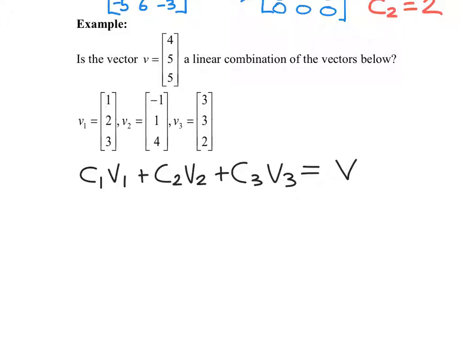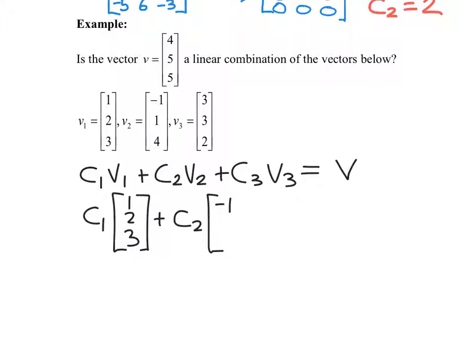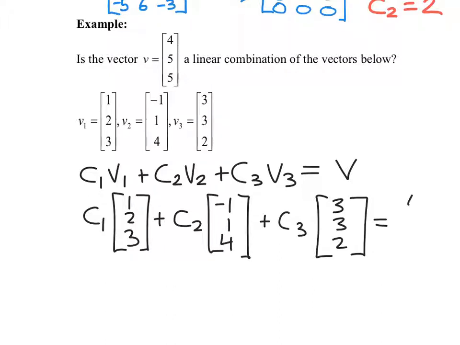These form the basis of our linear system, and so the question would be, is there a way that I could get to the vector 4, 5, 5, using these base vectors, all right? So C1 times 1, 2, 3, plus C2 times negative 1, 1, 4, plus C3 times 3, 3, 2, and then all of that should be equal to 4, 5, 5.